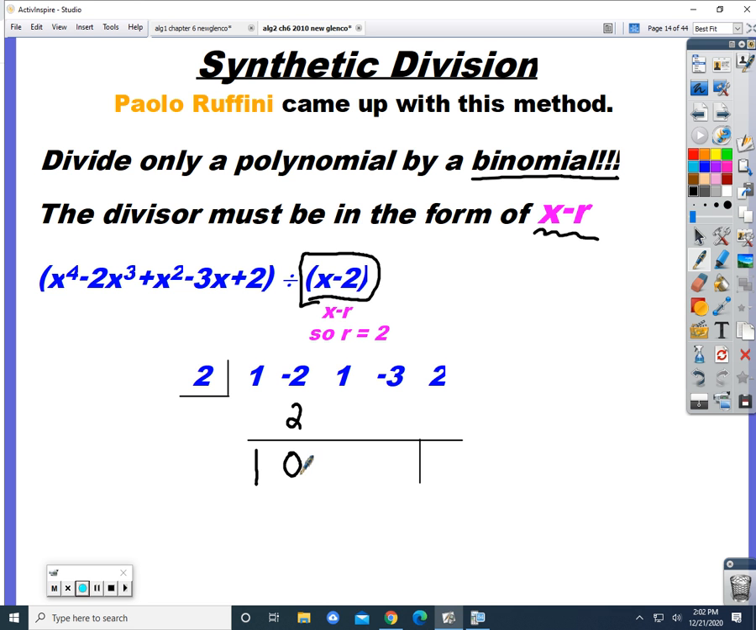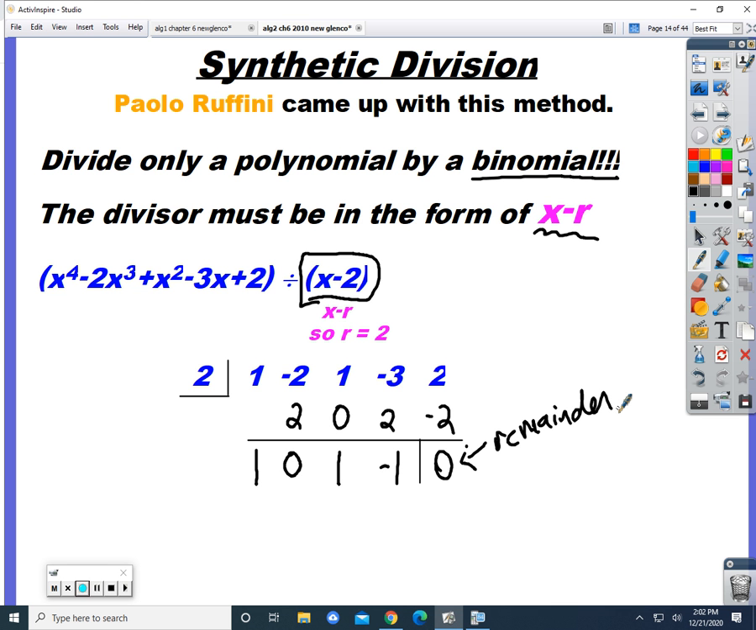Then you take this 0, multiply it by the 2 again, and you get 0. Add. Do it again. 1 times 2, 2. Add. Multiply, negative 1 times 2, negative 2. When you add those, you get a 0. And this means that you do not have a remainder. It goes in evenly, if you want to think about it that way.